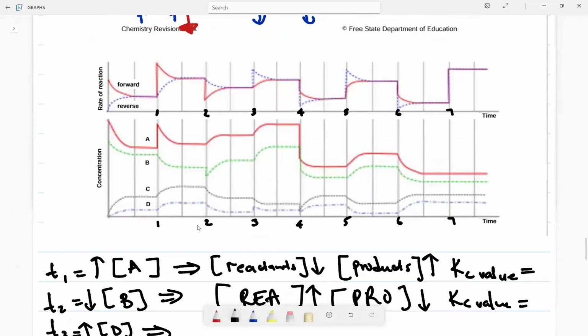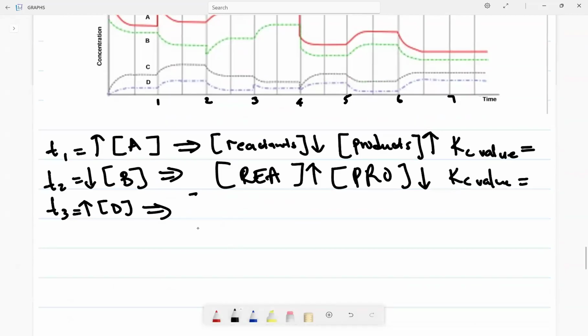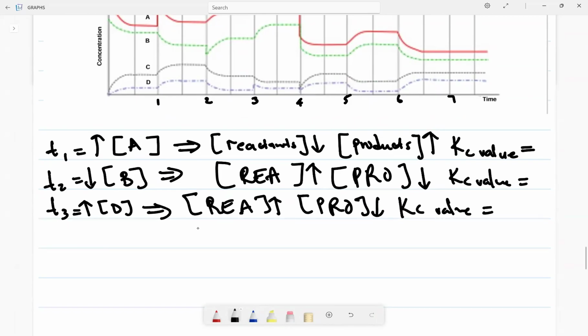Now, let's see. If D is increased, Le Chatelier will say, no, you are having more than enough concentration. How about we transfer it to the other side, like that? After doing that, you see these will increase, these will decrease. So the concentration of our reactants will increase. Therefore, those of our products will decrease. Therefore, Kc value will remain constant.